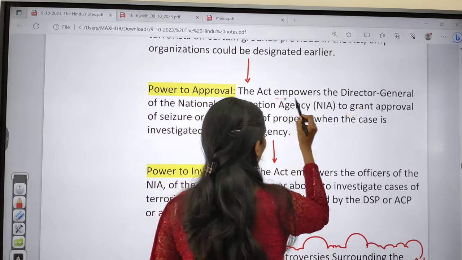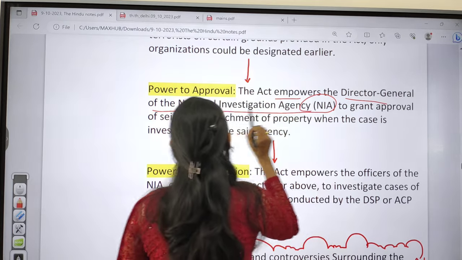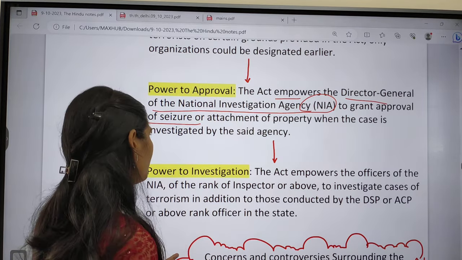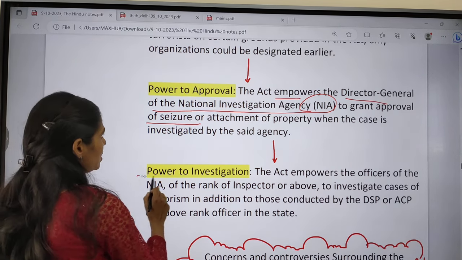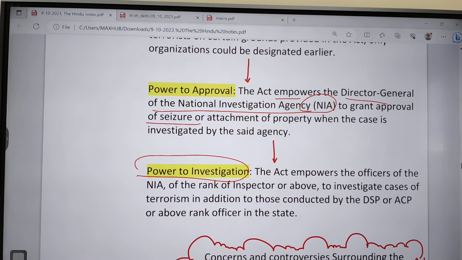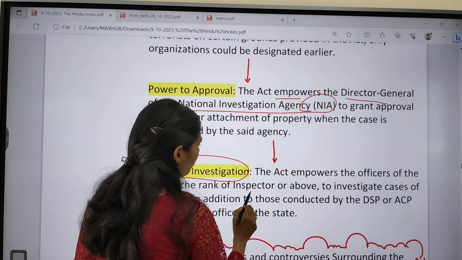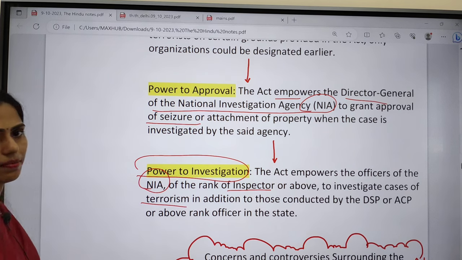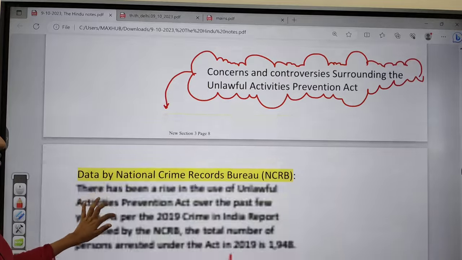The Act empowers the Director General of the National Investigation Agency, that is NIA, to grant approval for the seizure and attachment of property in the case of an investigation. And if you're talking about the power to investigate, this Act provides the power to NIA officers of the rank of inspector or above to investigate cases of terrorism. Okay, and what are the concerns and controversies of this UAPA?